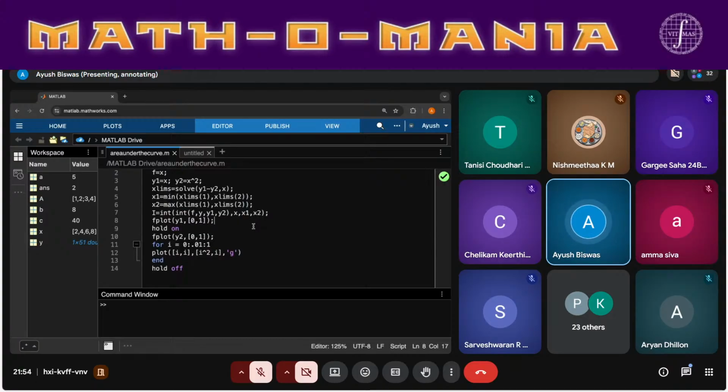And now for I, we're integrating. So it is basically a double integral, where the limits are x squared to x, and the second one is from 0 to 1. And MATLAB solves that, and then we plot the graph. So let us plot the graph and see the graph first.